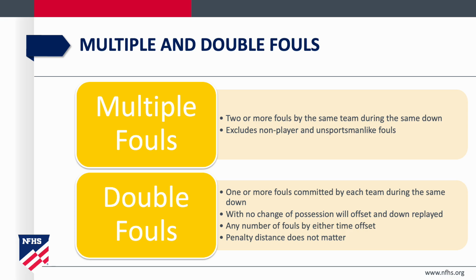Double fouls occur when each team commits any number of live ball fouls. As long as there is no change of possession during the play, these penalties will offset in the down replay. It doesn't matter how many fouls each team commits, as long as they both have at least one, they'll offset. We also don't care what the penalty yardage are for these fouls. However, if we have a change of possession, we might have different options that we need to inform the coach of.